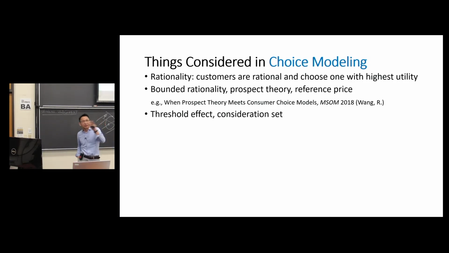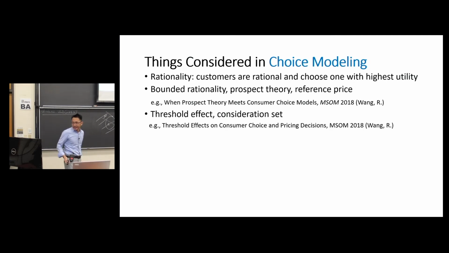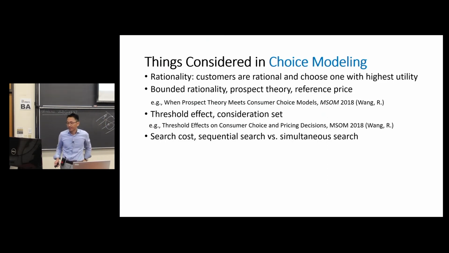There are many other different ways to form a consideration set. So if the firms are aware of that, they can change their strategy accordingly. They can do a lot. They can do promotions, they can do pricing, they can change their product offer set. All right, so threshold effect: a threshold can be used to form a consideration set.